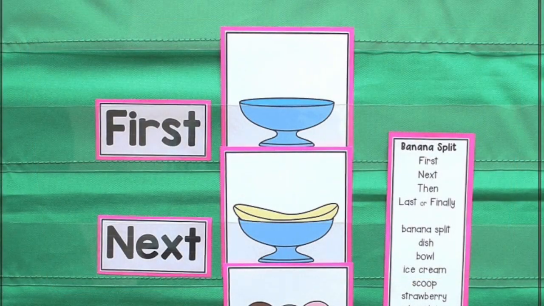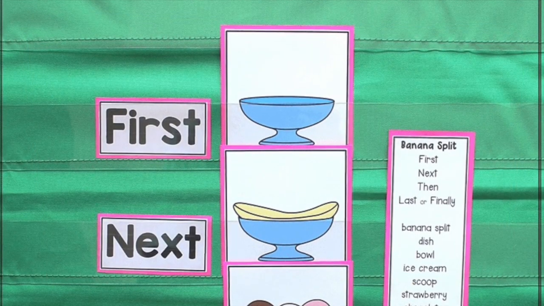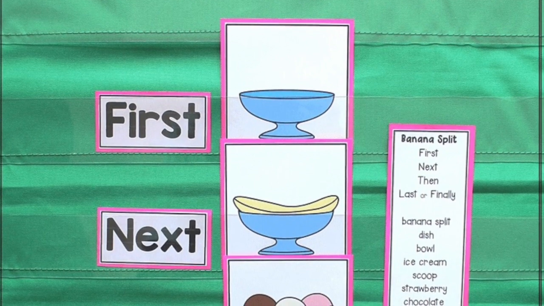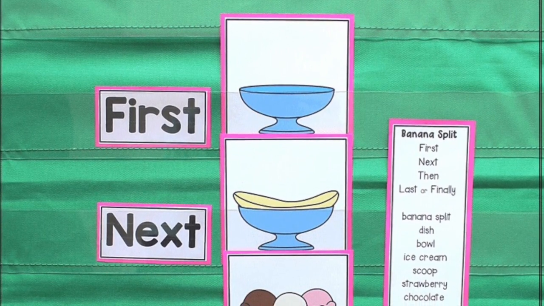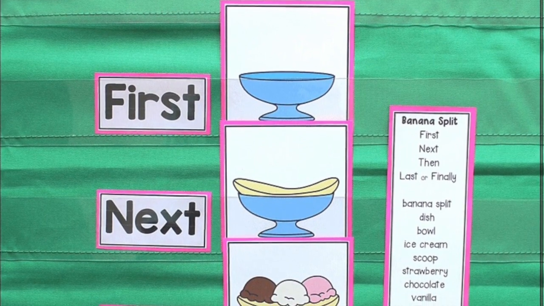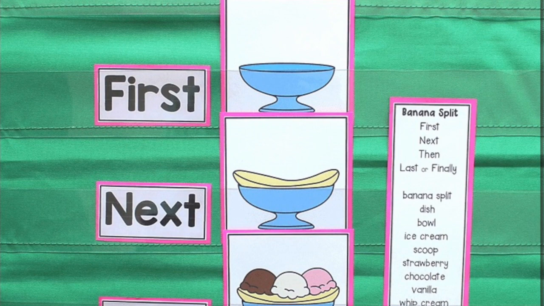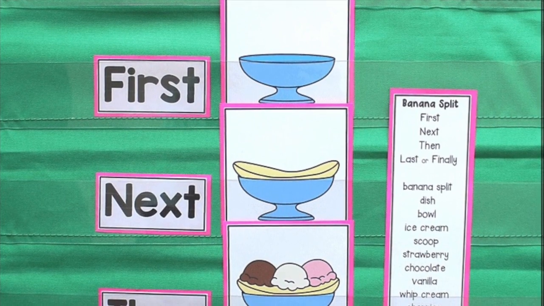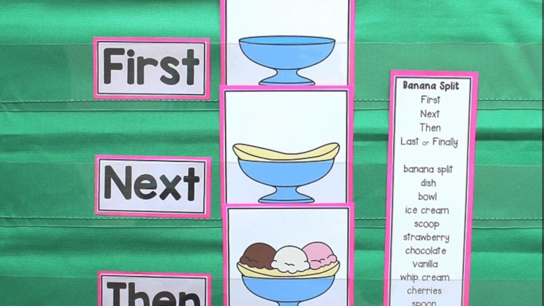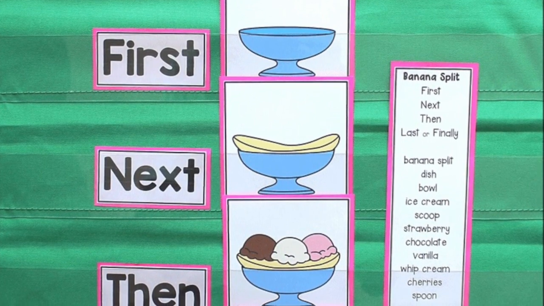All right, now let's pretend that we're going to make a banana split, and sequence words will tell the order of things that happen, usually when we're telling a story. So if we're telling about how we make a banana split, let's use our sequence words to tell the order in which they happen.